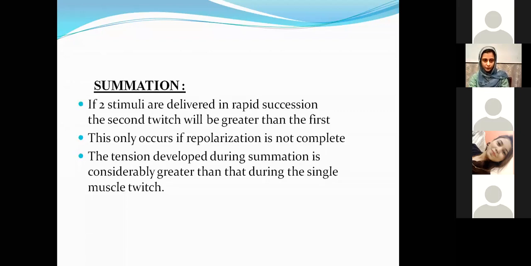Clear? Acha. This was the brief introduction about what is twitch and what is simple muscle twitch, and the phases of muscle contraction. जिसमें तीन है, जो ग्राफ बन रहा होता है उसके तीन phases हैं, और फिर हमने briefly discuss किया कि summation क्या है. So let's move towards the practical now.